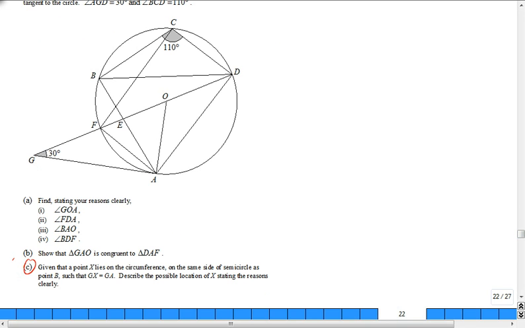Given that X lies on the circumference on the same side of the semicircle as point B. So this is diameter, I have two semicircles over here and over here. Where is point B? Over here. So X lies on the circumference somewhere here. X is somewhere there. Such that GX equals to GA. Where is G? Okay, GX is equals to GA. GA is over here. GX will look like this. Okay? This is my point X. It lies on the circumference, on the same side as B.